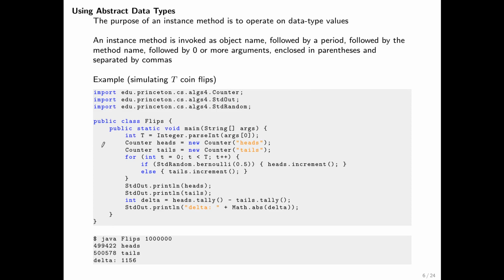Okay, now before moving on, let me just point out one thing, that this output here is basically what you get by printing the heads object. Okay, and this output here is what you get by printing the tails object. So that should give you some idea on what the toString method of the Counter data type returns for an object of type Counter. Okay, all right. Okay, so let's move on.